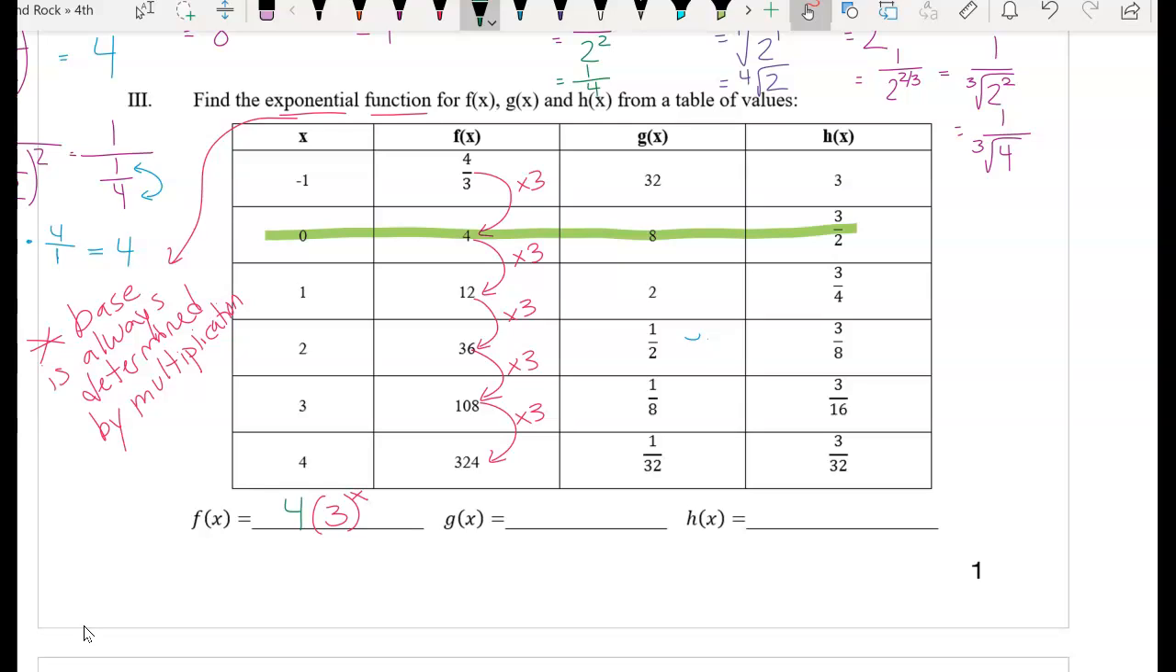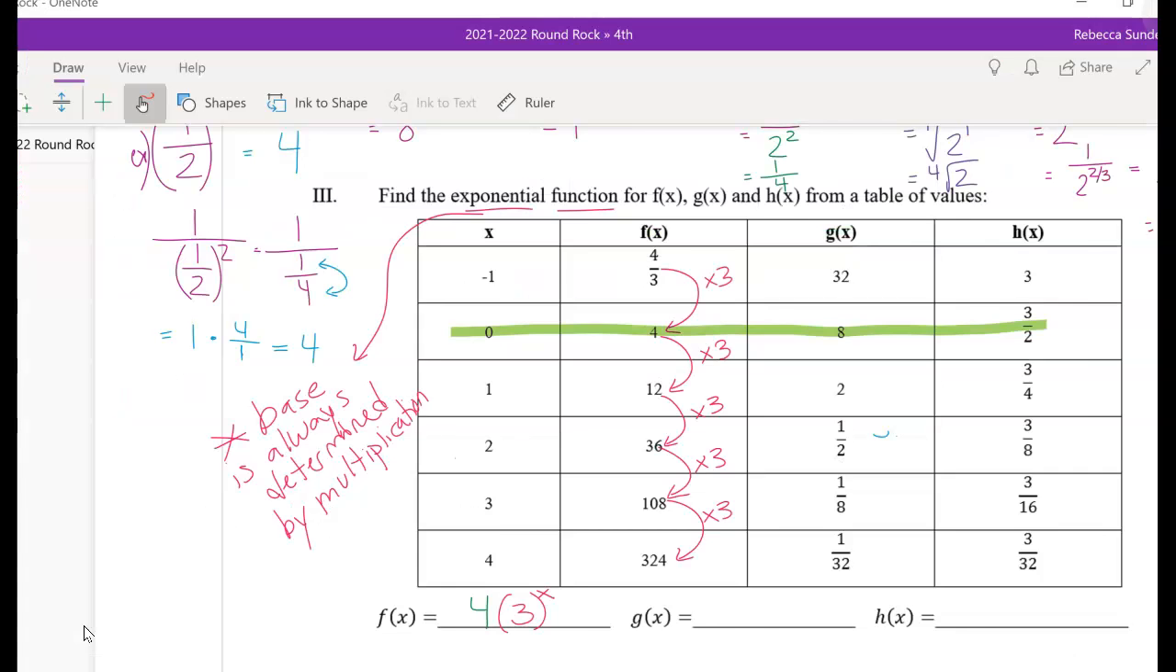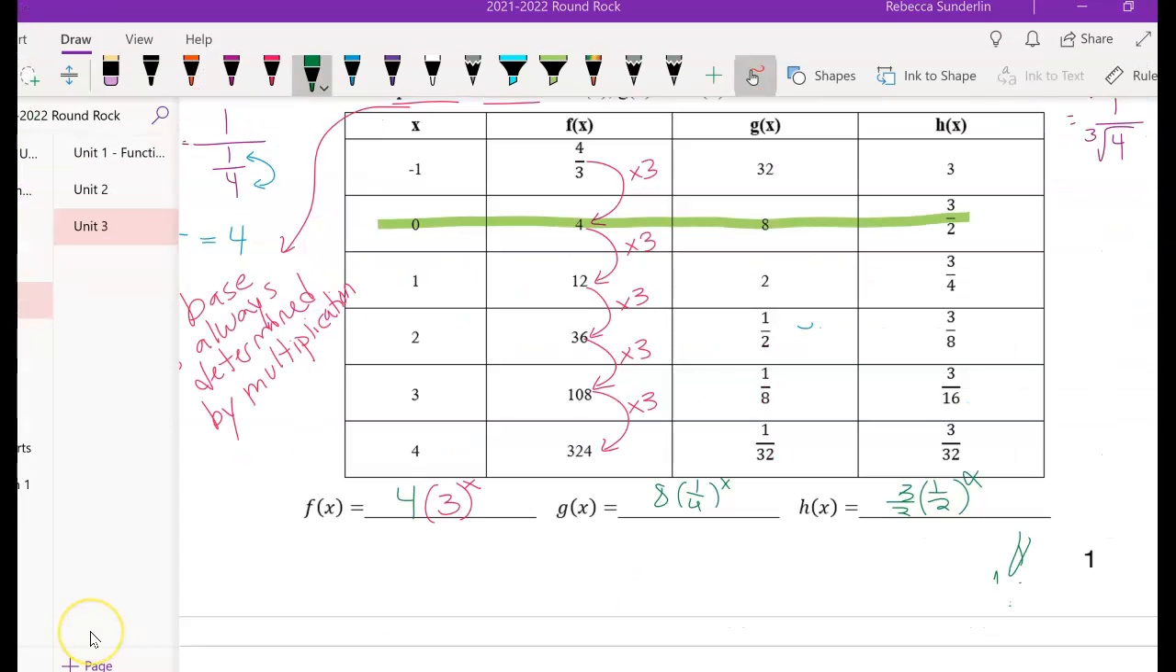You guys work with your groups and find g of x and h of x. So both found our y-intercepts. On g of x, the y-intercept was 8. H of x, the y-intercept was 3/2. We found our bases by knowing what we're multiplying the y values by each time. And yeah, both have an x in our exponent on the base.